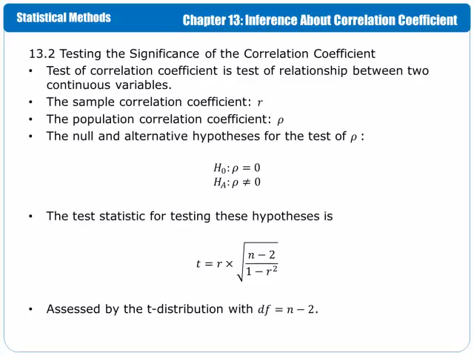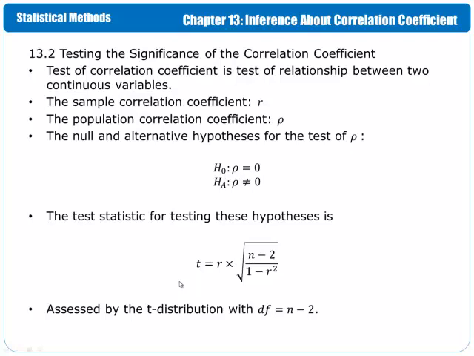The sample correlation coefficient is denoted by the lowercase letter r. The population correlation coefficient is denoted by the lowercase Greek letter rho. The null and the alternative hypotheses for the test of rho can be written as follows. The null is that rho is equal to 0 versus the alternative that it's not equal to 0.